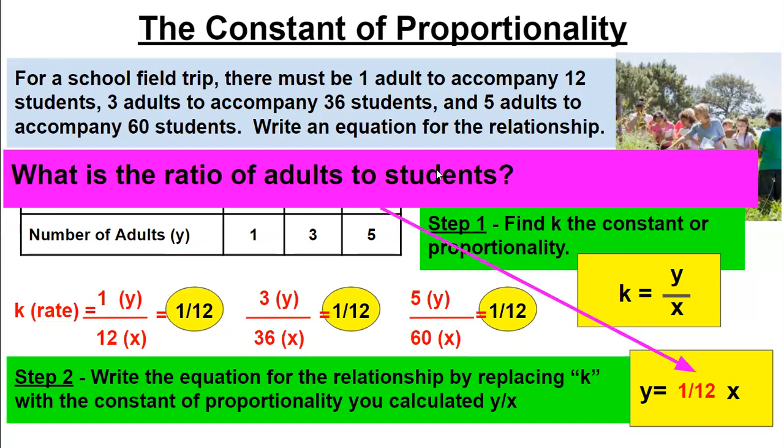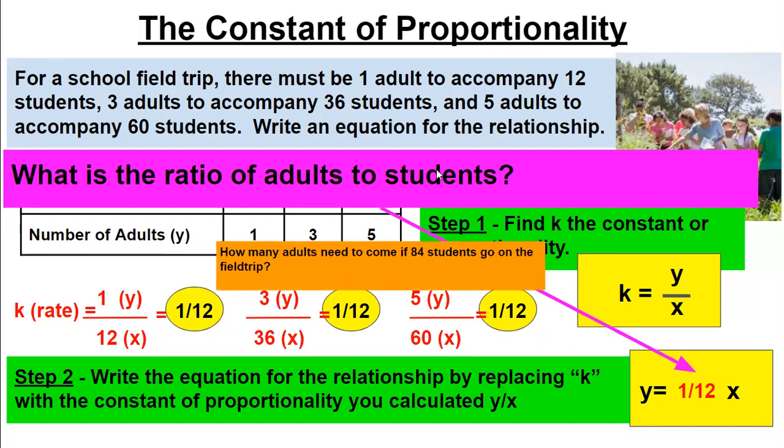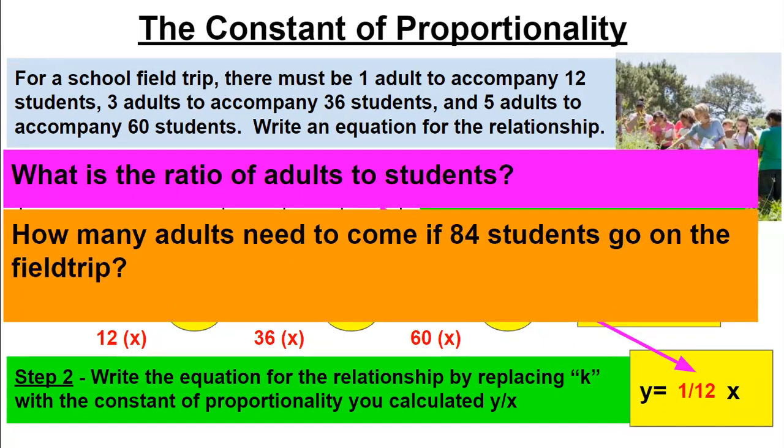Okay, staying with me so far? Good. How many adults need to come if 84 students go on the field trip? How do you figure that out?